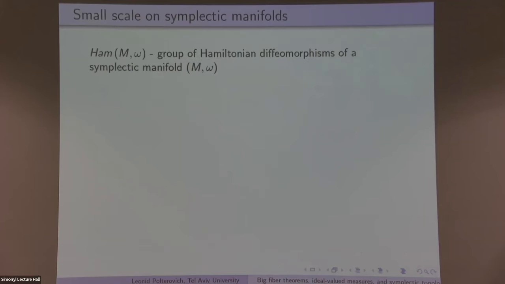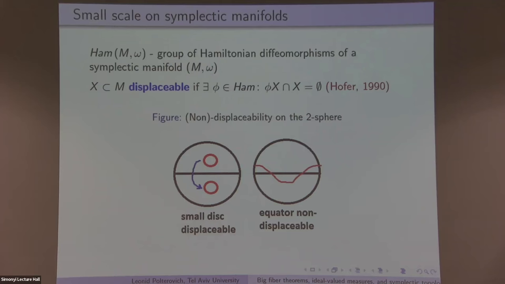Big fiber theorem 3. I will recall a notion of smallness on symplectic manifolds, which was introduced by Hofer. If we have a closed symplectic manifold and Ham is the group of Hamiltonian diffeomorphisms, we say that X is displaceable if there exists a Hamiltonian diffeomorphism which displaces it. This is a very nice definition because it highlights the difference from Lebesgue measure. One can argue that two-dimensional symplectic topology is about Lebesgue measure on the sphere. This is wrong because a disk of positive measure is small, it displaces itself. But the equator, which has zero Lebesgue measure, is a large set because it cannot be displaced.